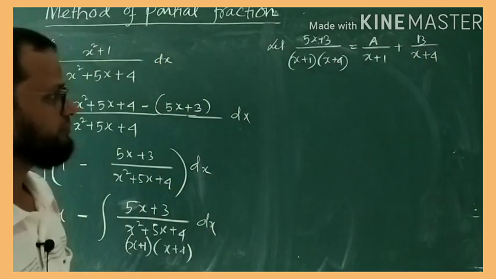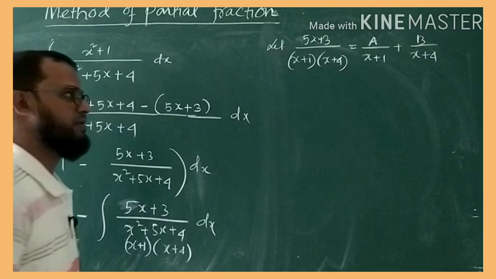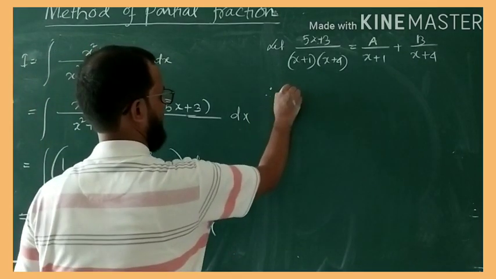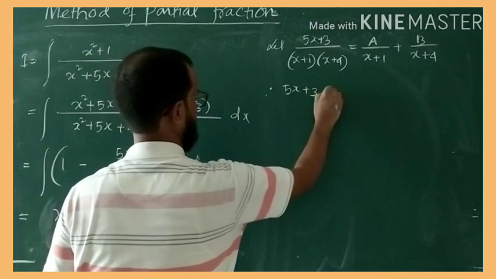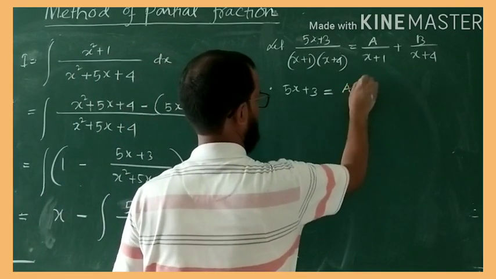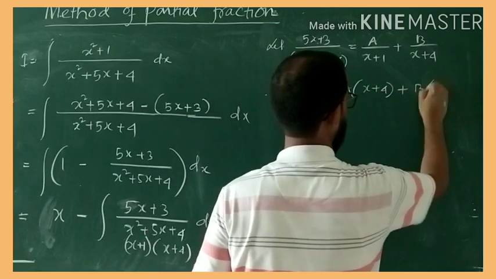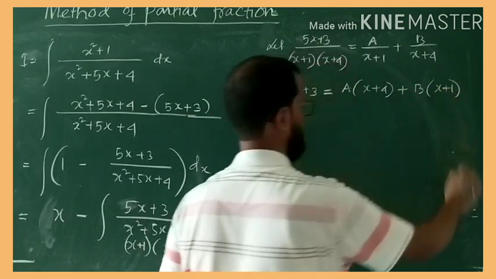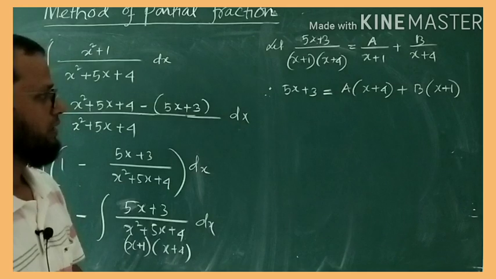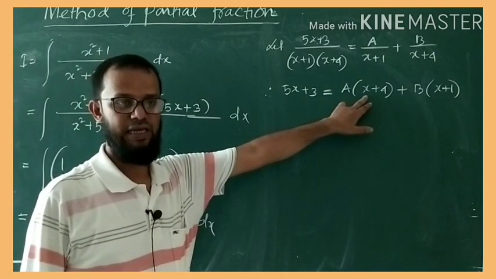Okay, now take the LCM on the right hand side and cancel the denominator. What will you get? 5x plus 3 is the numerator on the left hand side. What will be the numerator on the right hand side? A into x plus 4 plus B into x plus 1. Yes or no? Now your main job is to find the constants A and B.